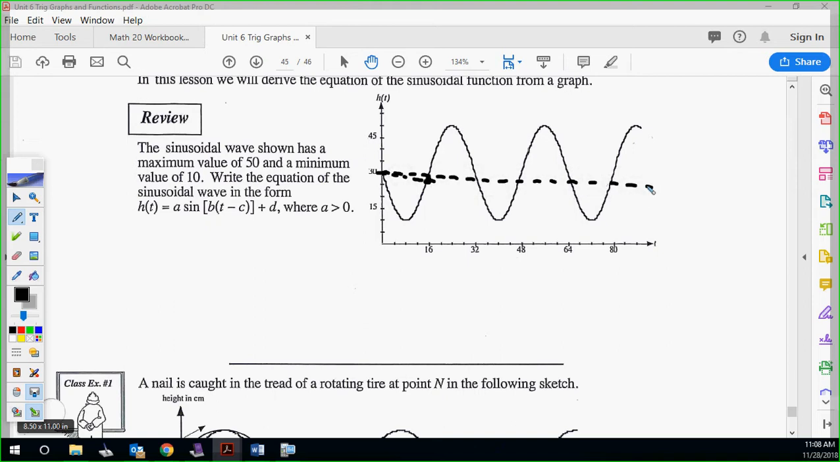Okay? So they said the max and min were 50 and 10. What does that help me figure out? A and B. Amplitude: 50 minus 10, divided by 2, is 20. Your amplitude is 20. If 50 is the high and 10 is the low, that means it's 40 across, so 20 is the amplitude.